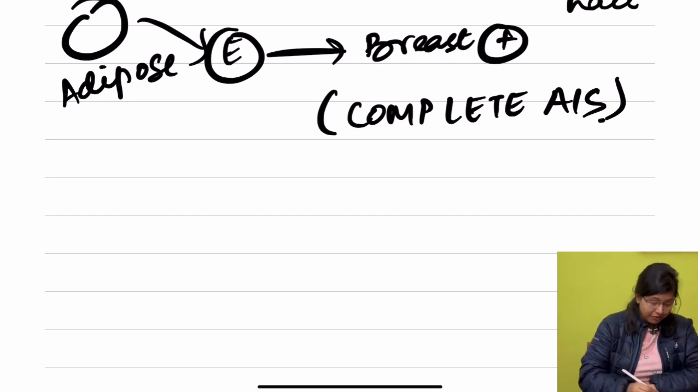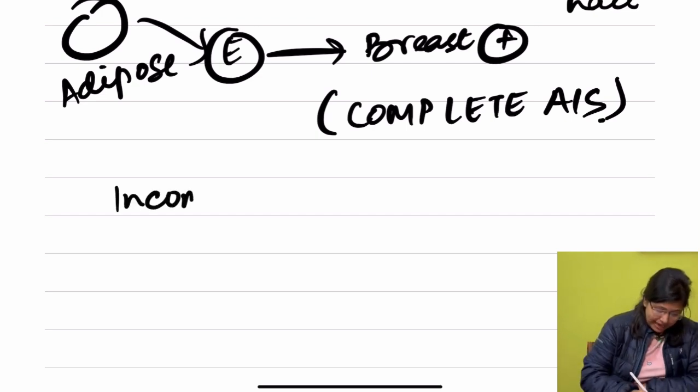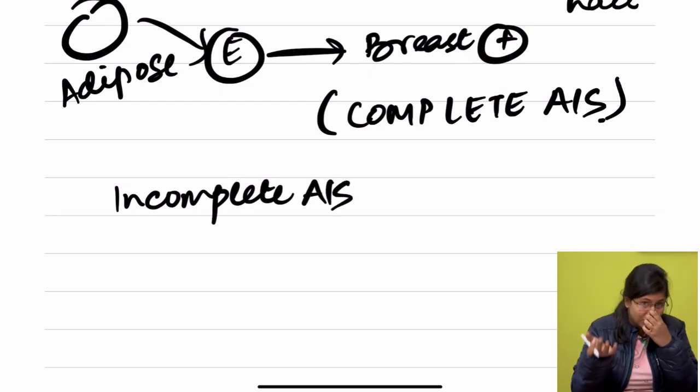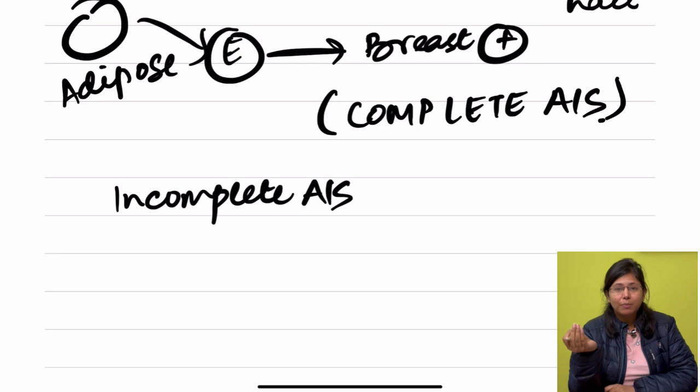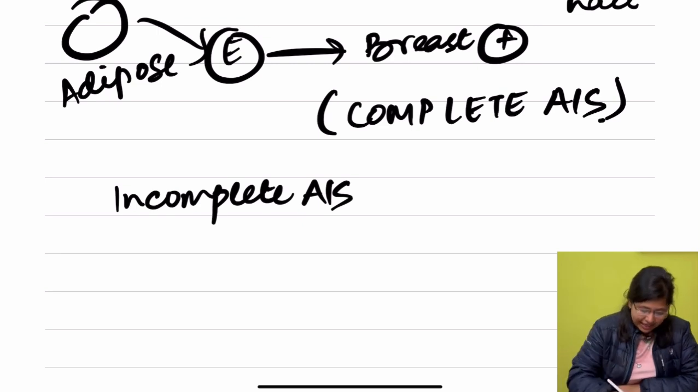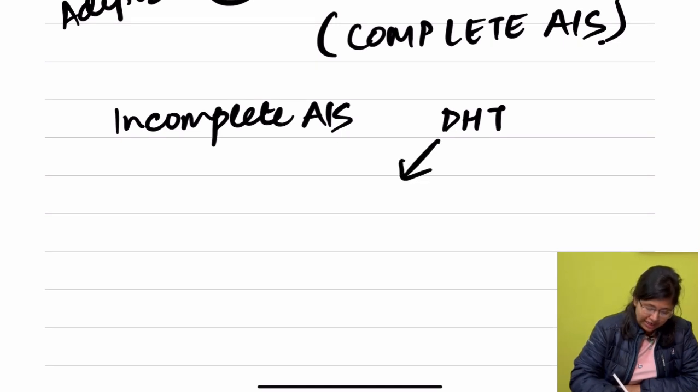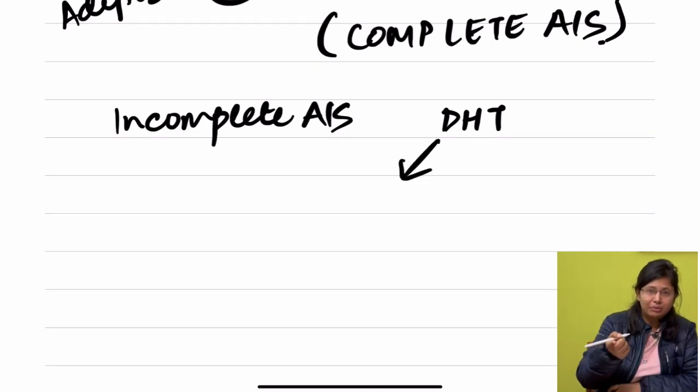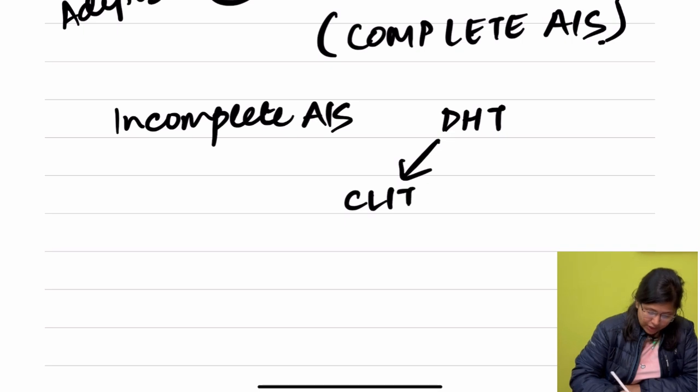So we have something which is called incomplete AIS, which is actually a spectrum depending on how much insensitivity there is. Because there is some sensitivity to DHT, there may be varying levels of virilization. And this virilization, in addition to the previous phenotype, can lead to clitoromegaly.